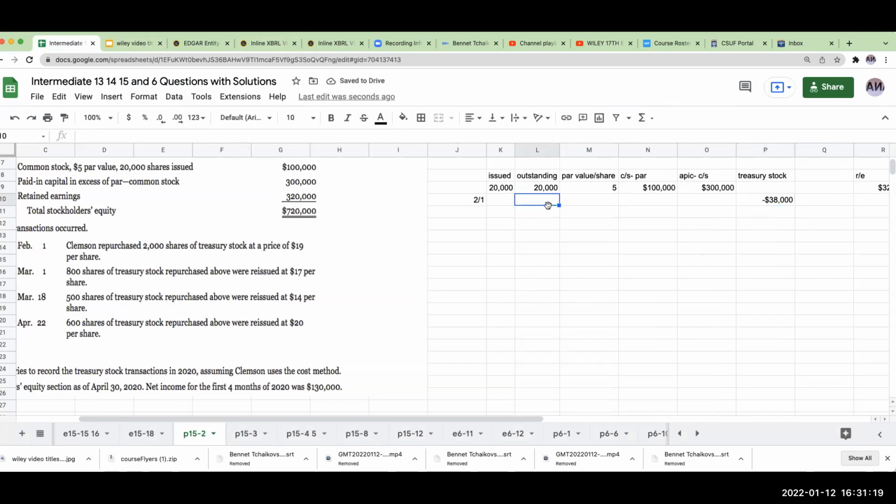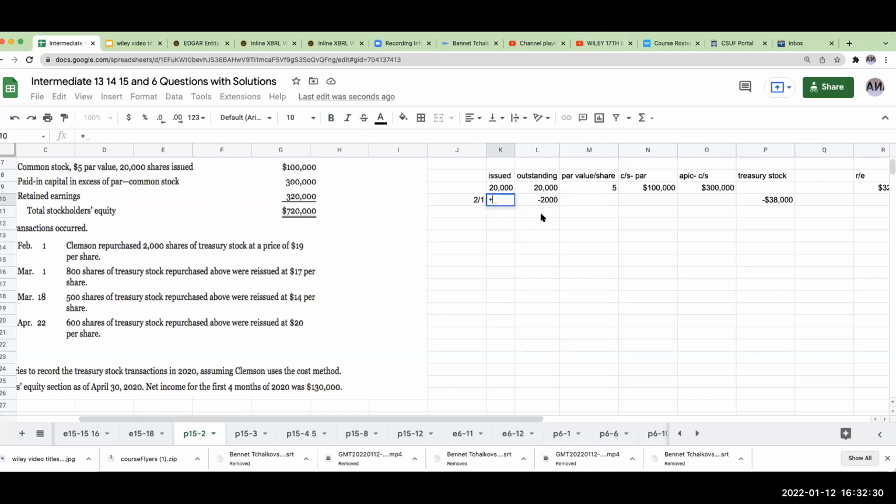What also happens here, though, is that my outstanding shares are now going to decrease. My issued shares will have no impact, but my outstanding will. So the issued shares are not going to change. When we buy back our own shares, it's going to decrease the amount of outstanding shares, because after I buy back my own stock, these shares are no longer outstanding.